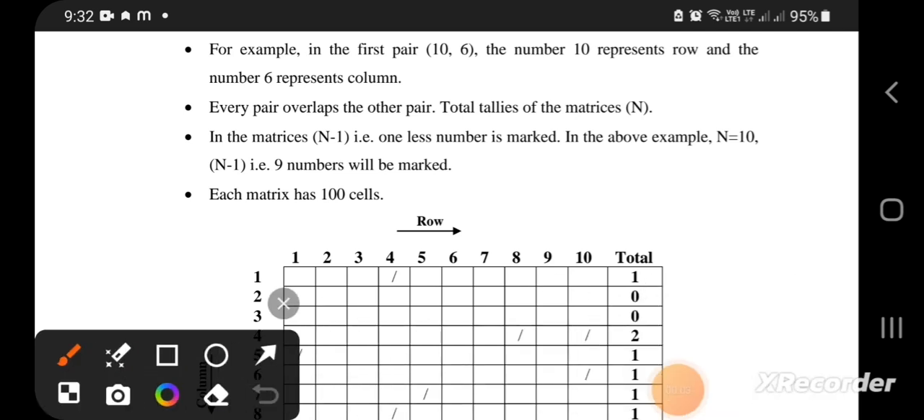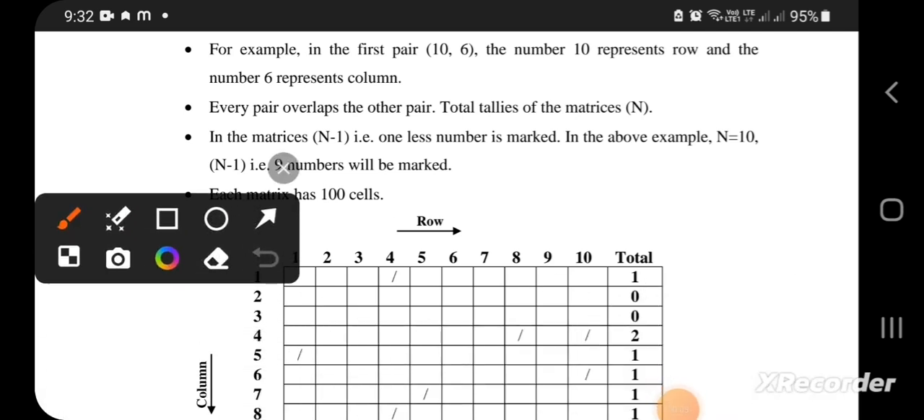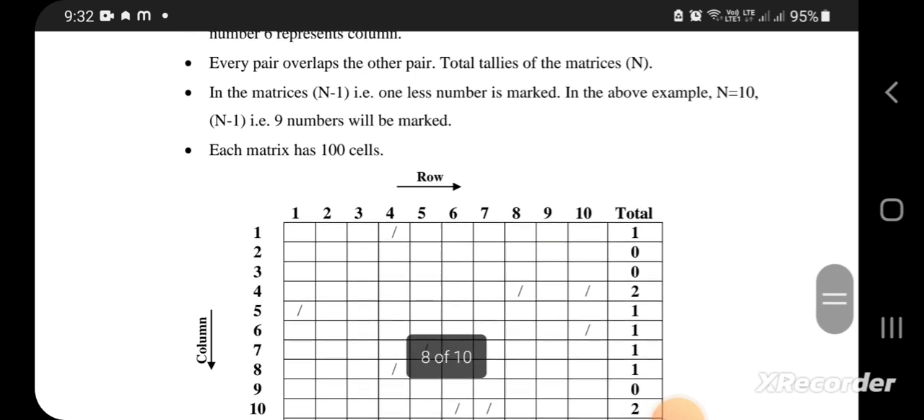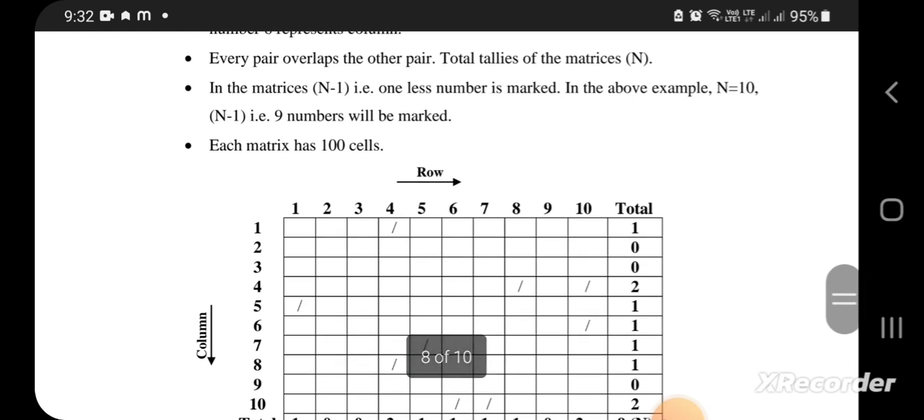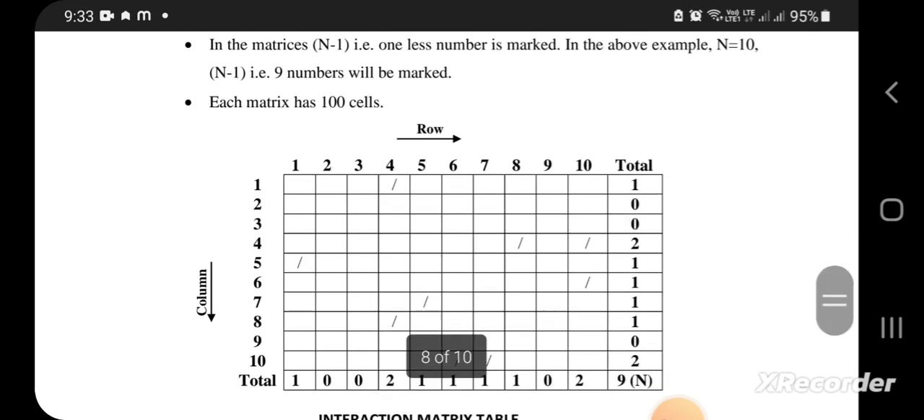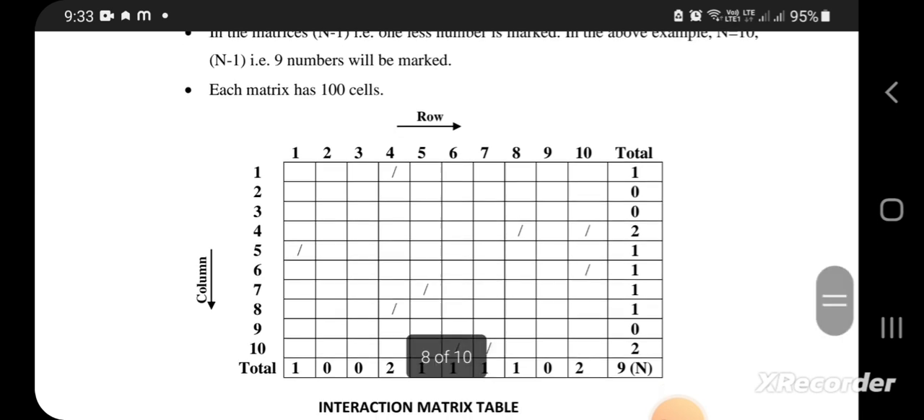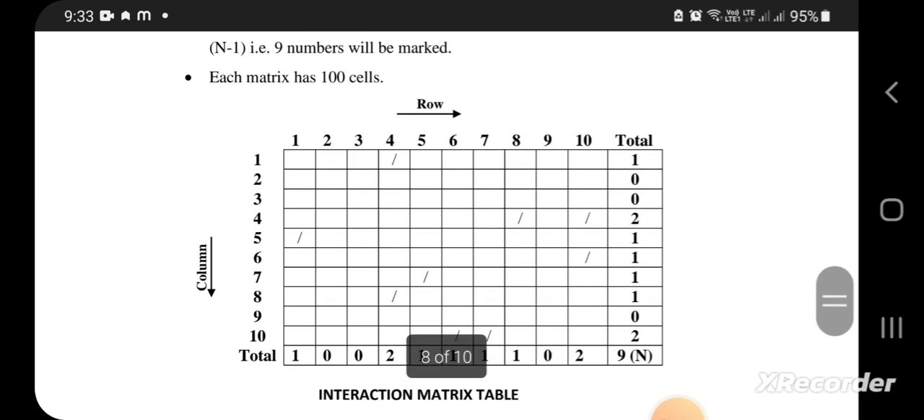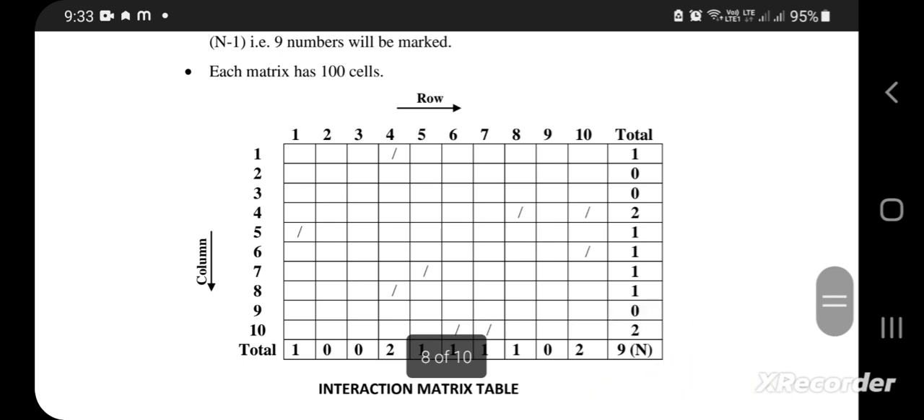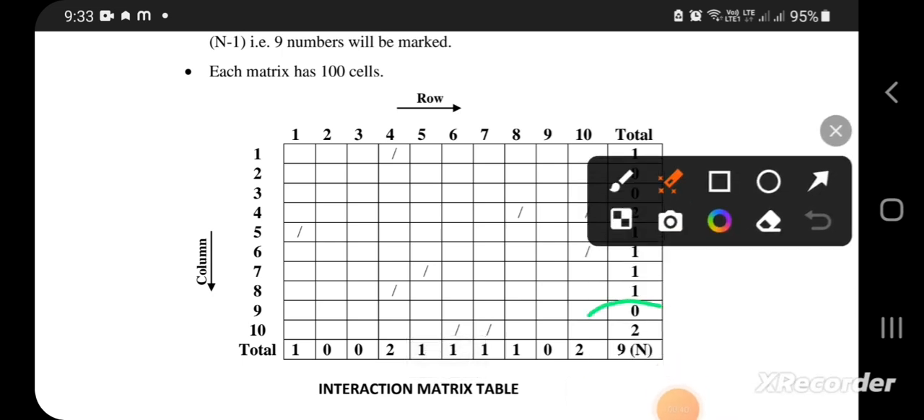For example, in the pair 10, 6, the number 10 represents row and the 6 represents column. Every pair overlaps the other pair. Total tallies of the matrix is n. In the matrix, n minus 1, that is one less number, is marked. In the above example, n is equal to 10, n minus 1, that is 9.